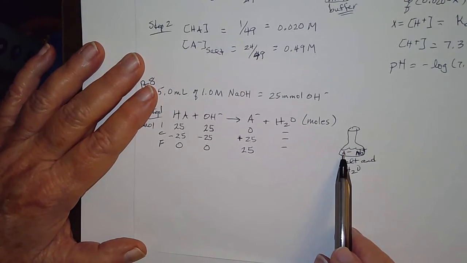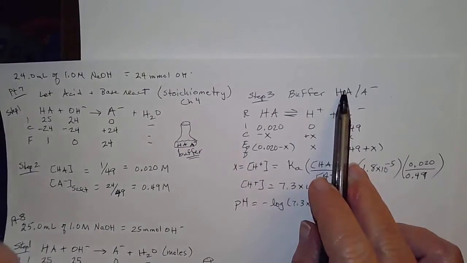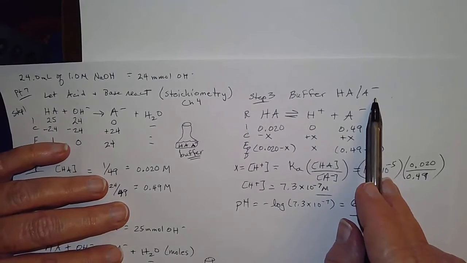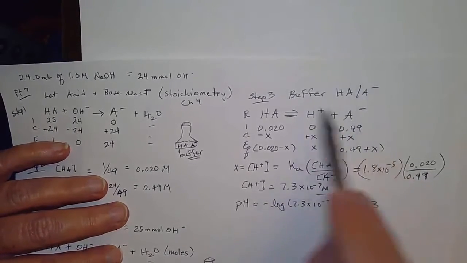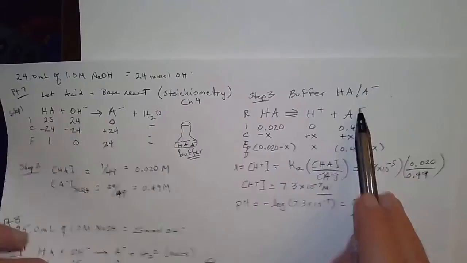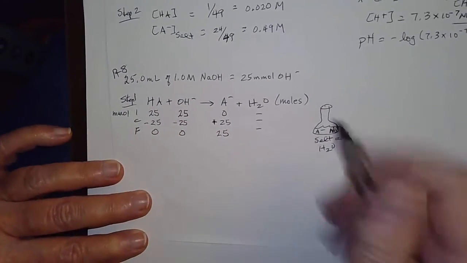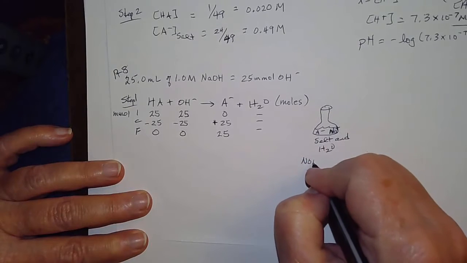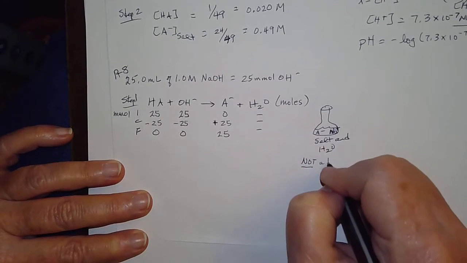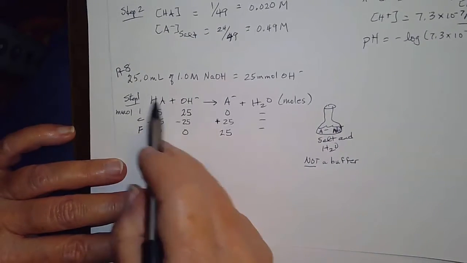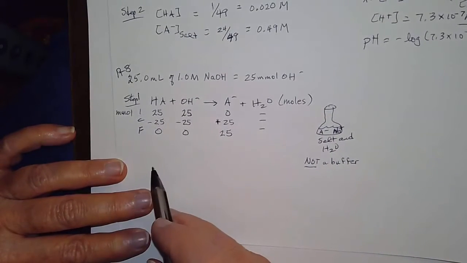A buffer must have the weak acid and its conjugate base, or the weak base and its conjugate acid. Has to have the conjugate acid base pair. Can't have part of the pair. So this is not a buffer. So I'll write that, not a buffer. So I cannot use my weak acid equilibrium because I don't have any of that.